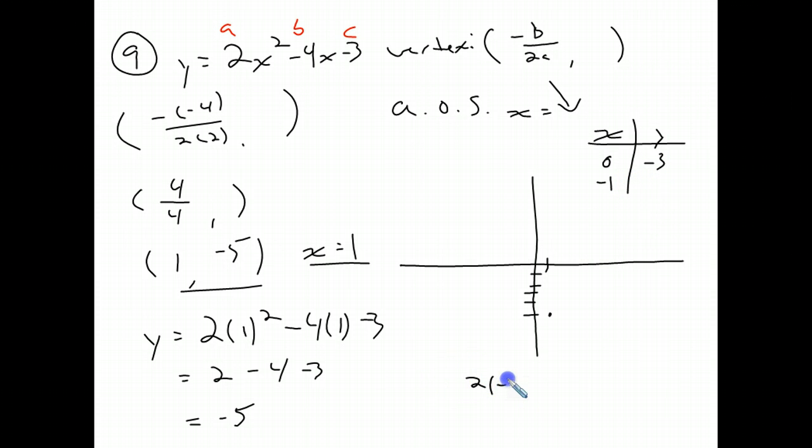So I'd have 2 times negative 1 squared minus 4 times negative 1 minus 3. Negative 1 squared is a positive 1 times 2 is 2. Negative 4 times negative 1 is plus 4, minus 3. 2 plus 4 is 6, minus 3 is 3. So I'll have negative 1, 3. So it looks like this thing's going up pretty quick. So we have 0, negative 3. So that's about right there. And negative 1, 3, so negative 1, up 1, 2, 3.